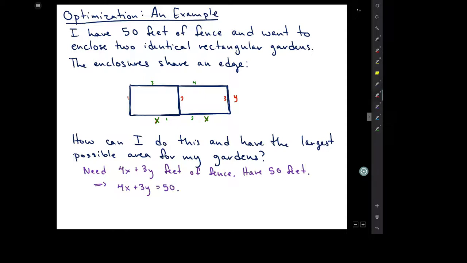Now this is what's referred to as a constraint equation, because it is the constraint that is given within the problem. Okay, now we actually address the part of the problem where I'm asked to do something. I want to know, how can I build this with the largest possible area?